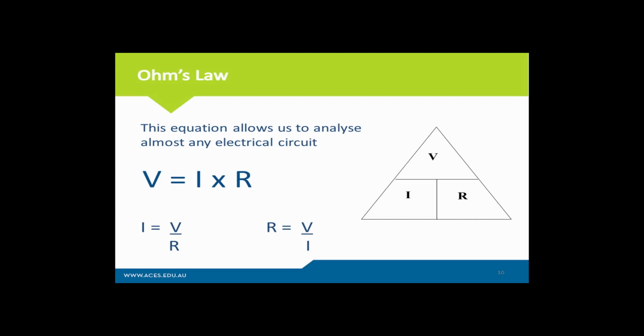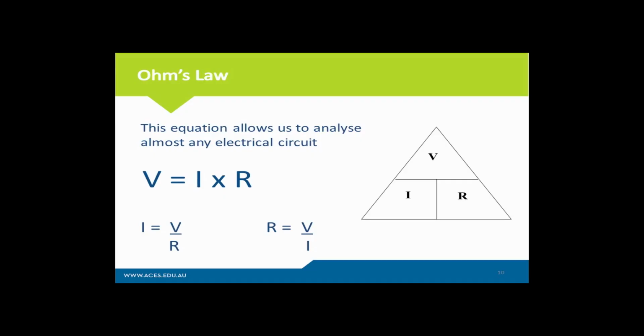So voltage equals the current, which is the movement of electrons, times the resistance. And if you think about it logically, it's actually quite logical. Now in maths, we know you can convert the equation in different ways depending on where the equals sign is. So current equals voltage over resistance, or resistance equals voltage over current, and this is the triangle we use.